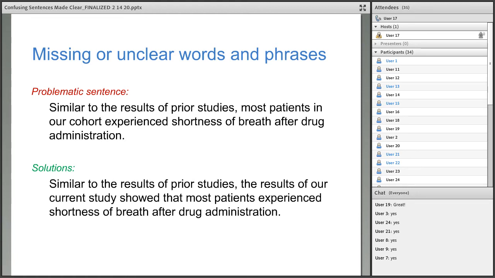If you want to preserve the wording "similar to the results of prior studies," you could change the sentence to, "Similar to the results of prior studies, the results of our current study show that most patients experience shortness of breath after drug administration." In this version of the sentence, the phrase "similar to the results of prior studies" is modifying a new and correct subject, specifically, the results of our current study, so the revised sentence makes sense.